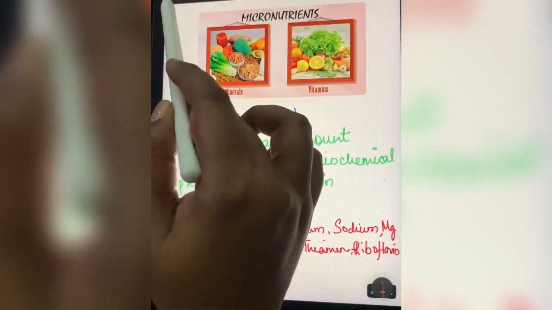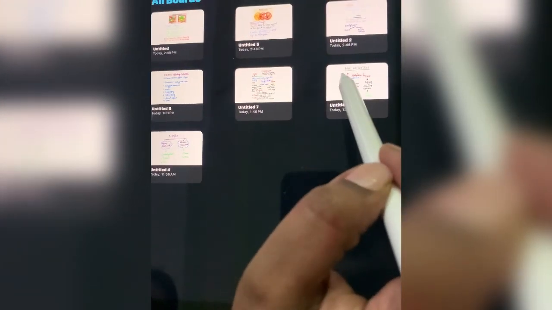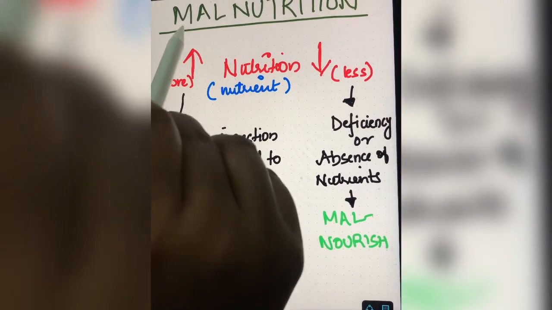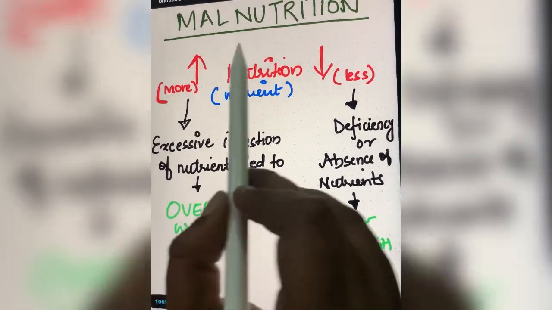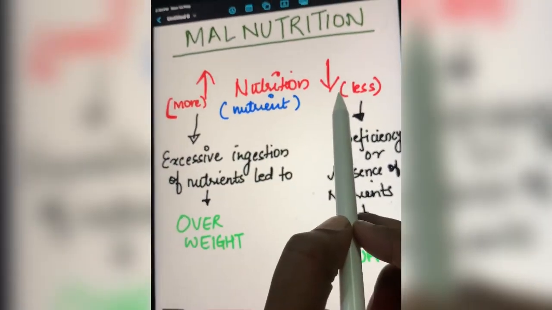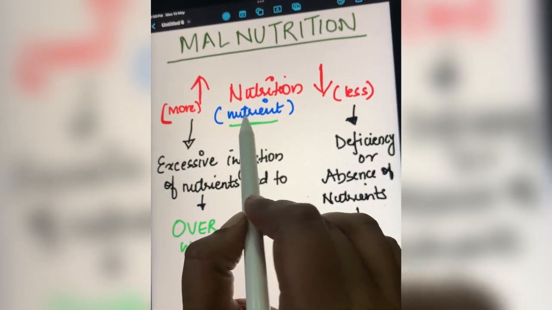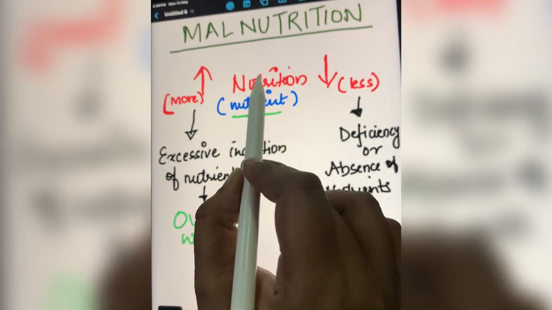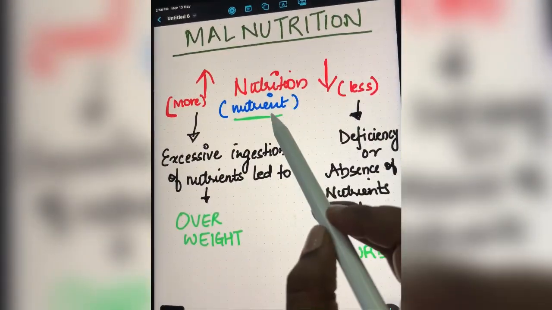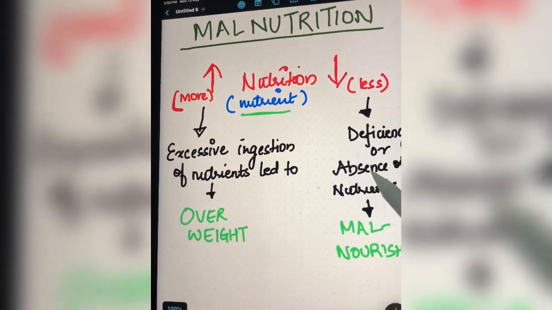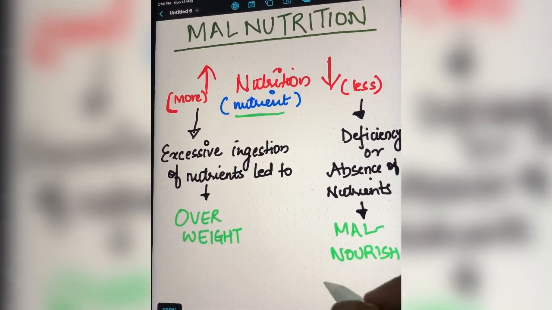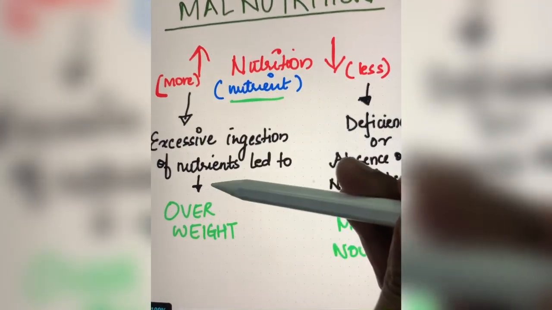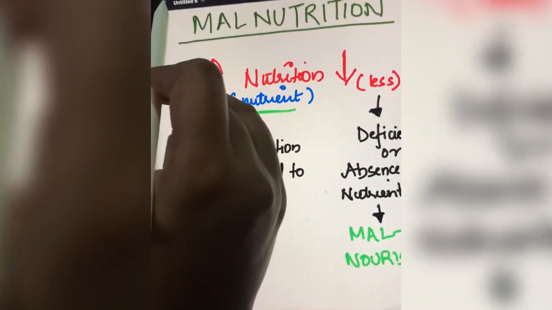Now after micronutrients, we have malnutrition. Most of the time we get confused that malnutrition always means deficiency. But here the term malnutrition means it can be more or it can be less also. When the nutrients are very much less, or if they are very much more in amount in your body, both are termed malnutrition. If the nutrients are very less, it leads to deficiency or absence of nutrients, that is known as malnourishment. But if they are very much in amount, like excessive ingestion of nutrients, that leads to overweight. So this is another term, that is malnutrition.